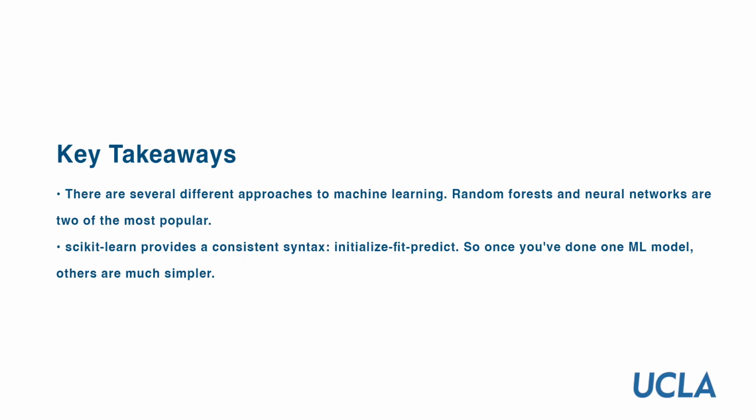So we're going to leave our machine learning classification discussion here. But I want to reinforce that there are several different ways to do this. Random forests and neural networks are two of the most popular, but there's gradient boost algorithms. There's lots of others that you can explore in the scikit-learn documentation. Because with scikit-learn, once you've learned one, you've learned most of them. There's a consistent syntax. Initialize the object, fit the object, predict your results, and then interpret and analyze your predictions. So once you've done one, others are much simpler to assess.